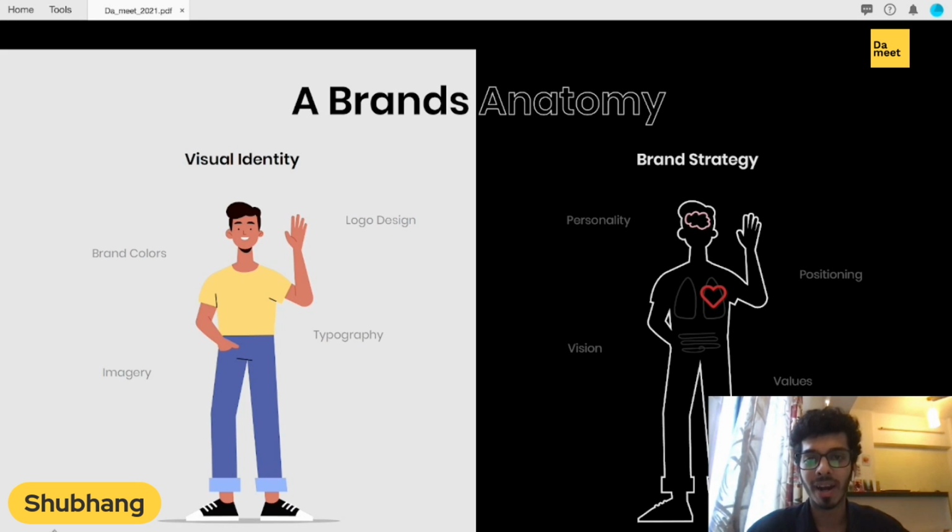As you can see, there are two sides of a brand's anatomy. One is on the inside, which is the brand strategy, which has personality, positioning, vision, values, something you cannot touch and feel on a surface level. On the other side, there is visual identity, something you can see, like logo design, brand colors, typography, imagery. These are the two sections under a brand: brand strategy and brand visual identity.